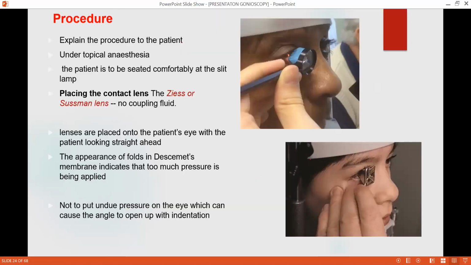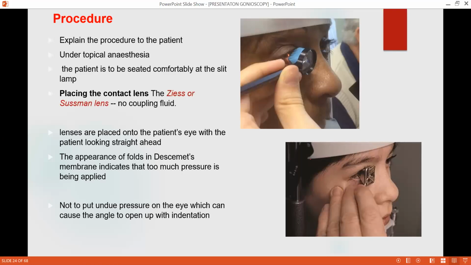So the procedure of indirect gonioscopy in general. First of all, explain the procedure to the patient, what you are going to perform, because patient cooperation is equally important while performing gonioscopy. It is done under topical anesthesia. Both the patient and the clinician should sit comfortably on the slit lamp, and since it takes a bit longer time, as in case of beginners, you can use an arm rest to stabilize your arm and thereby the lens.